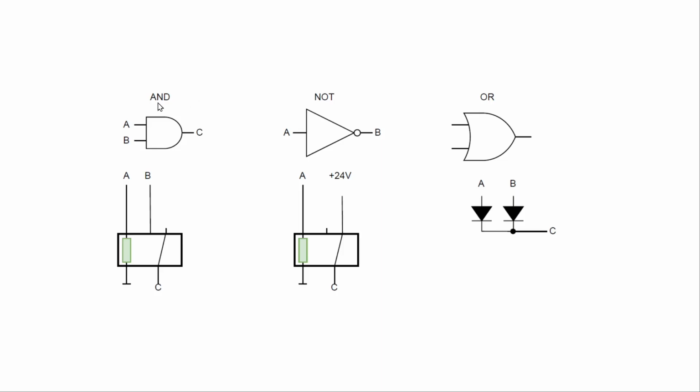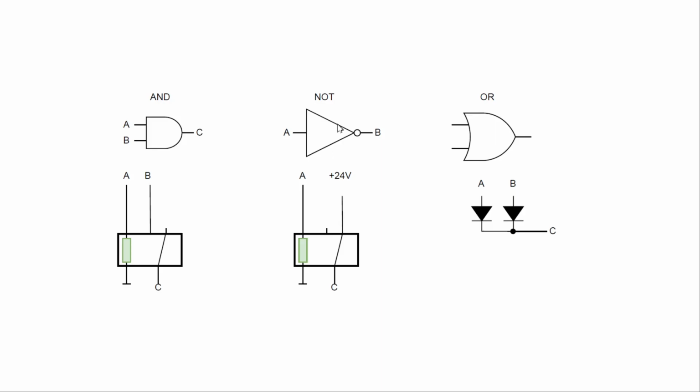And in an AND gate, only if A and B are active, the output is active. And this is very simple using a relay. With A, we have current through the coil. The switch is closed, and if B is active, then in C we have current or voltage.